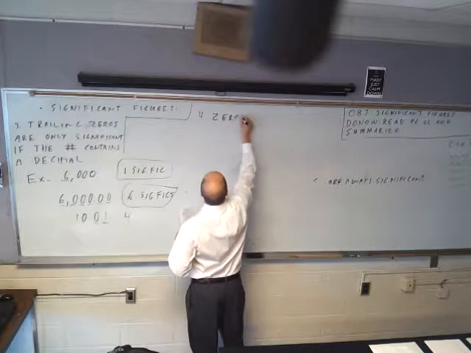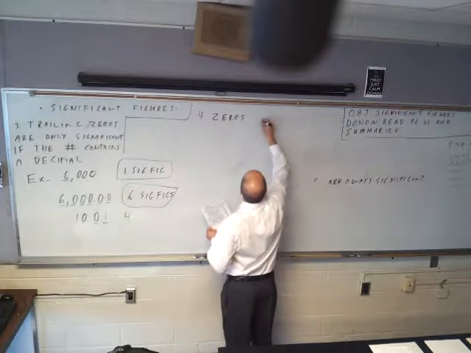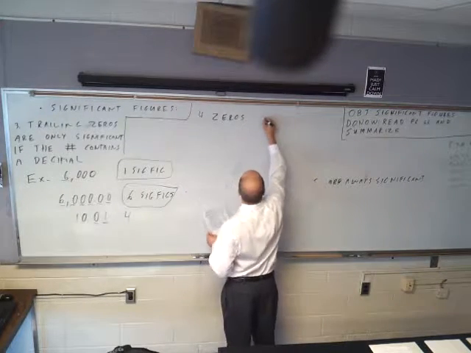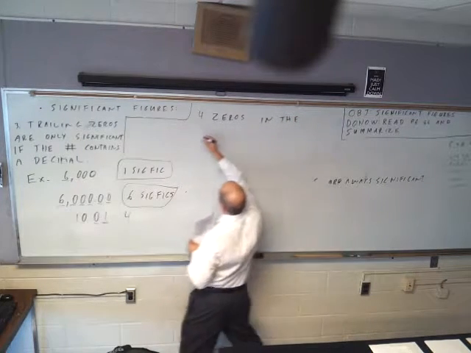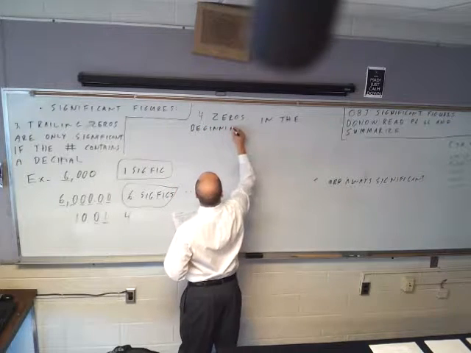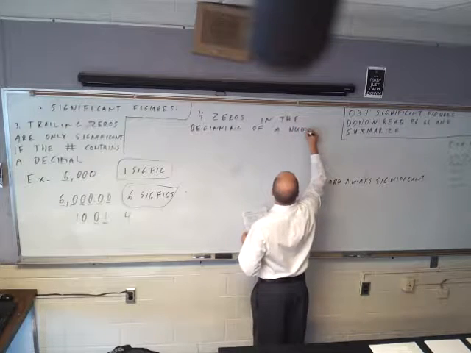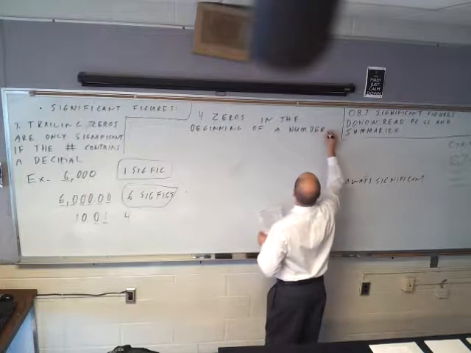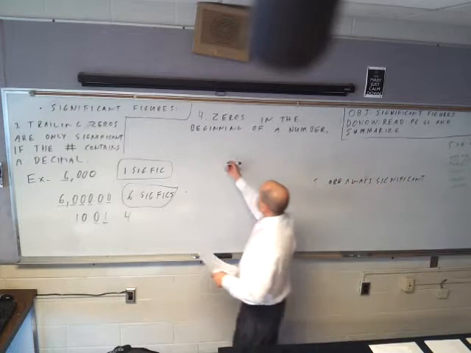All right, let's do rule number 4. Zeros. Zeros in the beginning of a number. The beginning means to the left of any non-zero. Are never significant.